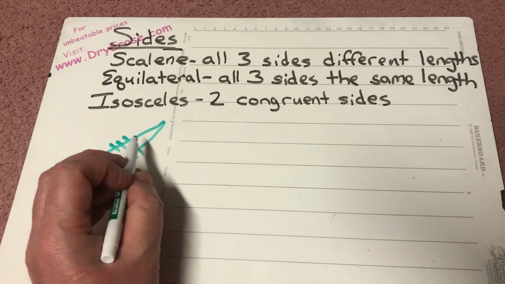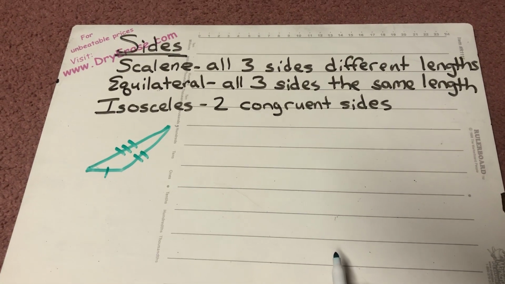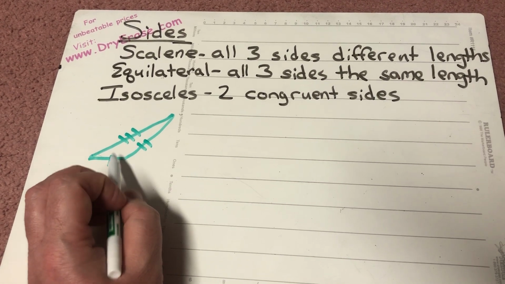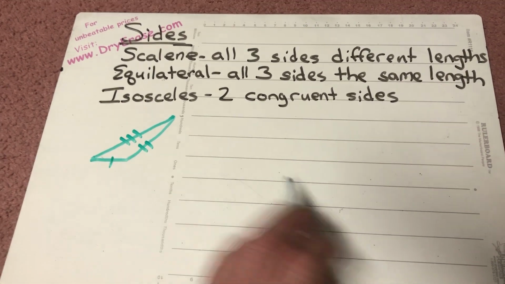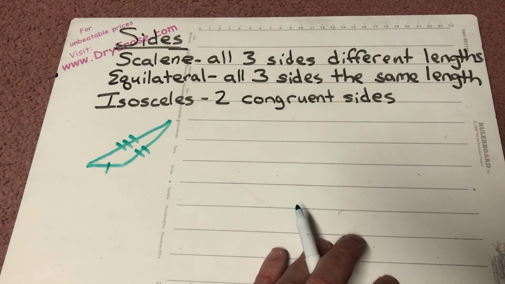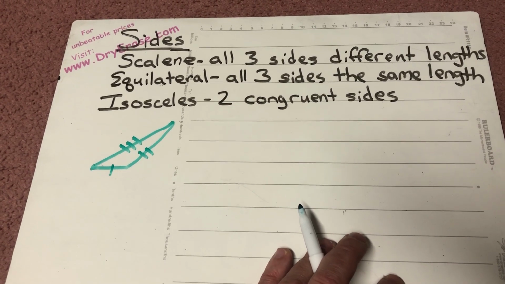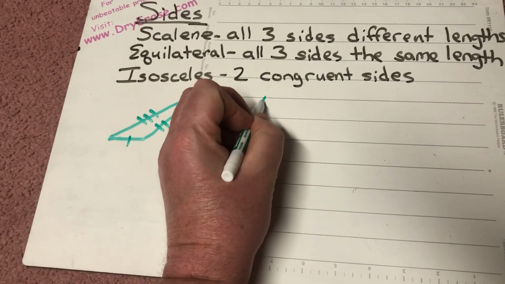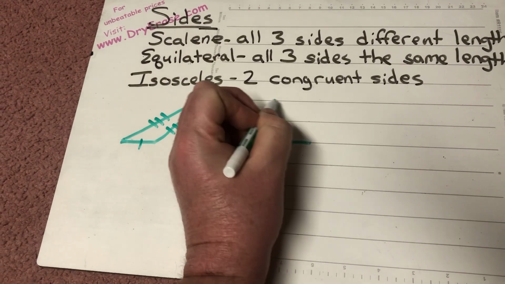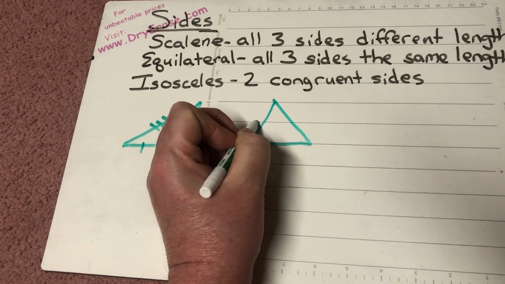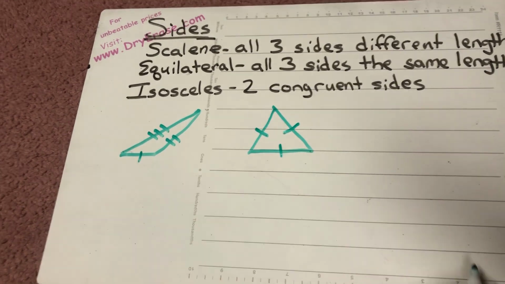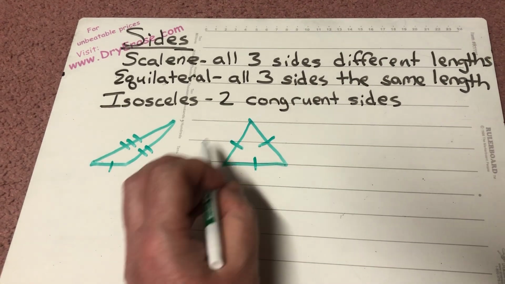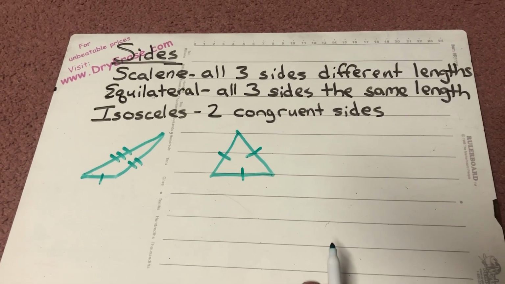Now, you'll notice I put little different indicators there to show that these sides are all different. If 2 of them just have 1, or if 2 of them just have 2, that means that those 2 side lengths are congruent. Equilateral means all three sides are the same length. So if you get a triangle where all three sides are the same and it has the same indicator through all three lines, that would be an equilateral triangle because all three of those are the same length.